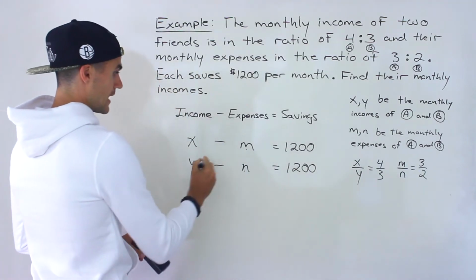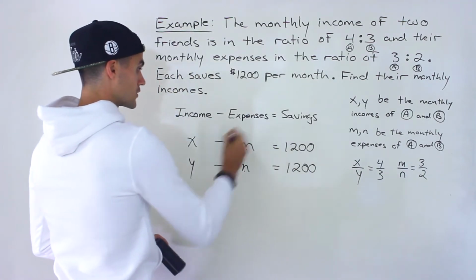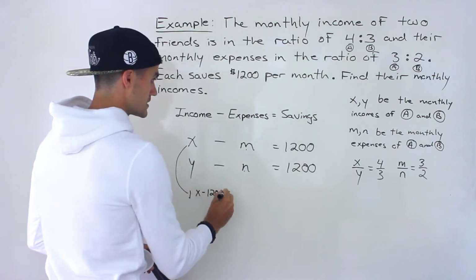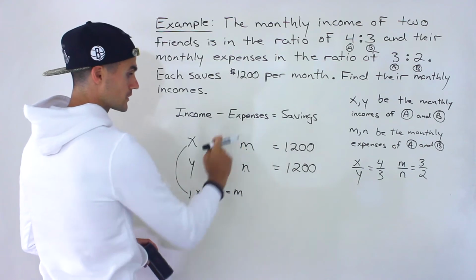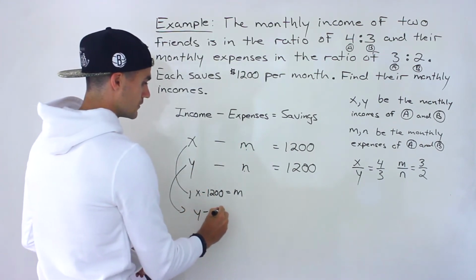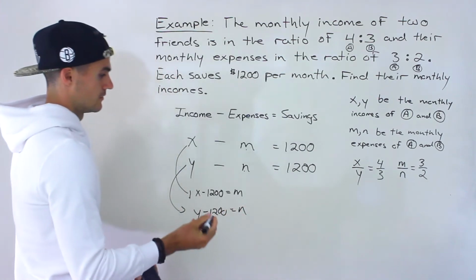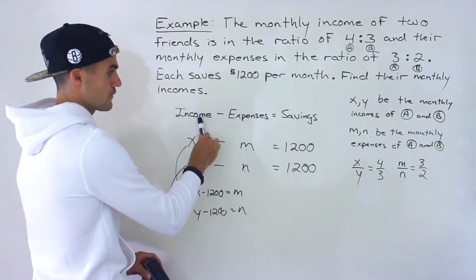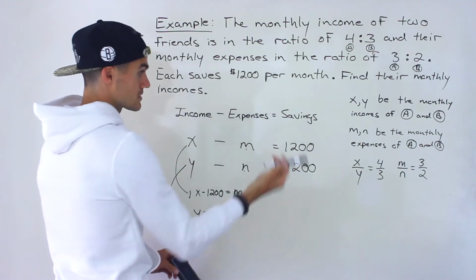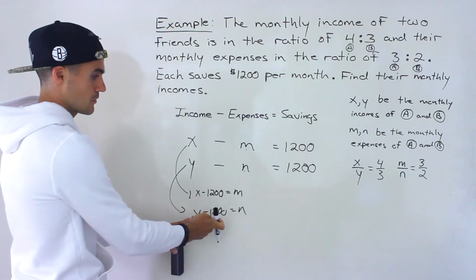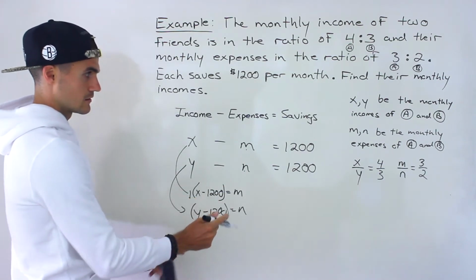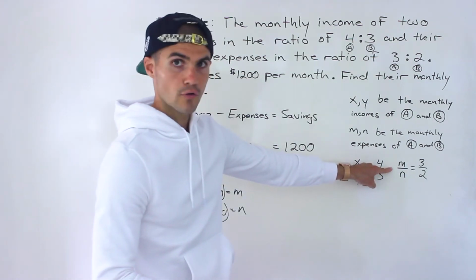So if we isolate here, we can bring the negative M over, bring the 1,200 over. So we'd have X minus 1,200 is equal to M. And then for this one, we can say Y minus 1,200 is equal to N. We're just rearranging this. Basically, if income minus expense is equal to the savings, then that means income minus the savings is equal to the expenses. That's what we did here. So this is M, this is N. We can now plug in for those.